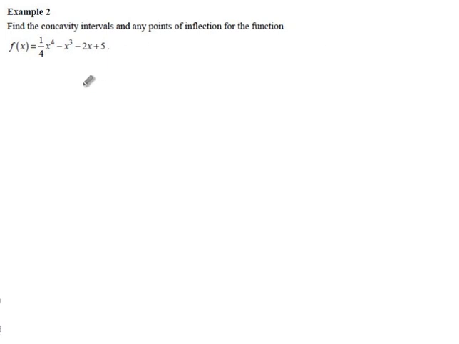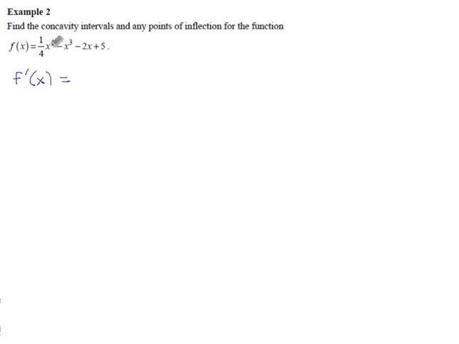Hey, look, another function for us to tangle with. They want concavity intervals and any points of inflection, and these things are all based on the second derivative, so we don't need anything about increase or decrease. We can blow right through the first derivative. We're only getting the first derivative because we needed to get the second.